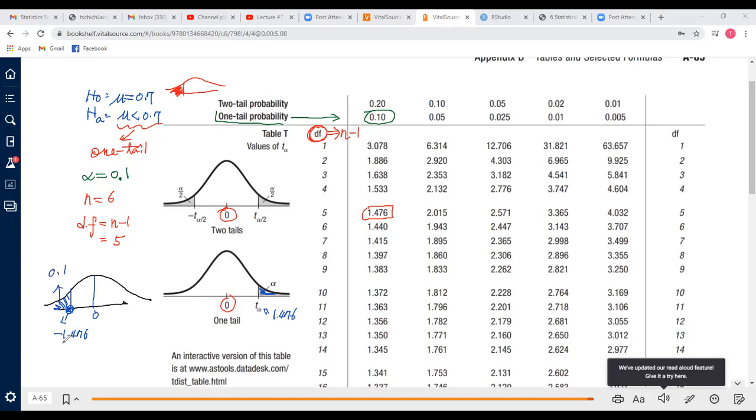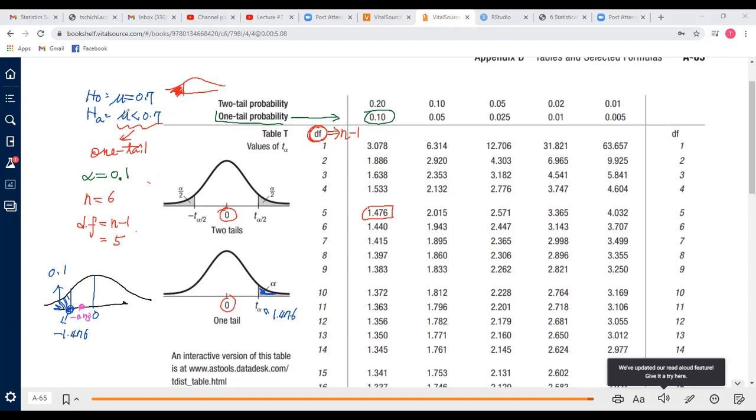So back to our problem. This is your critical value, and your test statistic is sitting here at negative 0.73 something, right? So it's not in the rejection region, so we fail to reject the null hypothesis. So this is how you use the tables. The first thing to look at in your hypothesis test is whether it is one tail or two tail. Then what is your significance level? Here the significance level is 0.1, so you find the 0.1. Then you need to know the degrees of freedom, which is n minus 1, so it's 1.476.